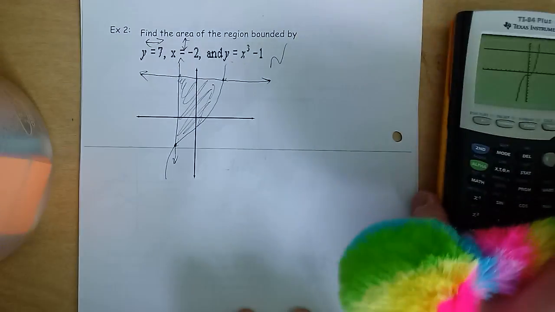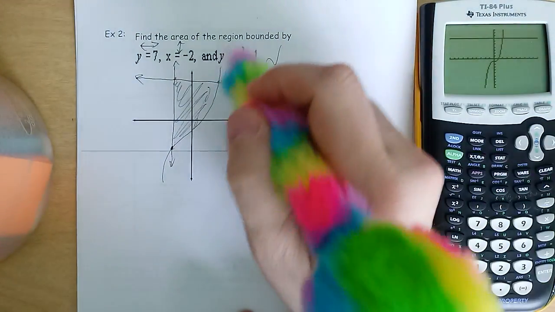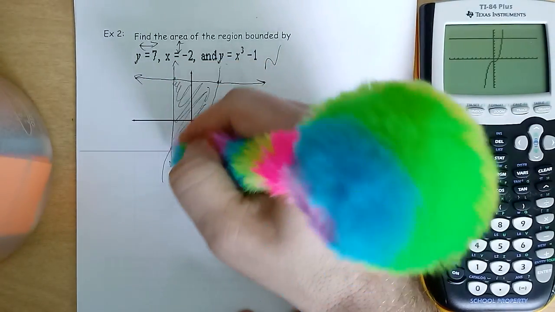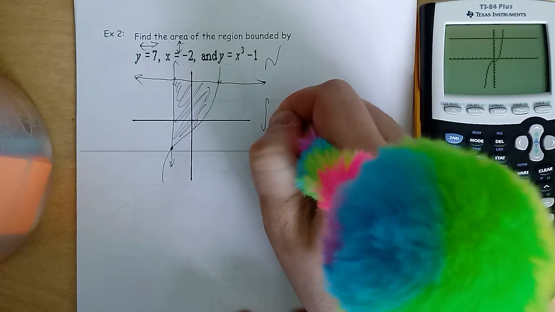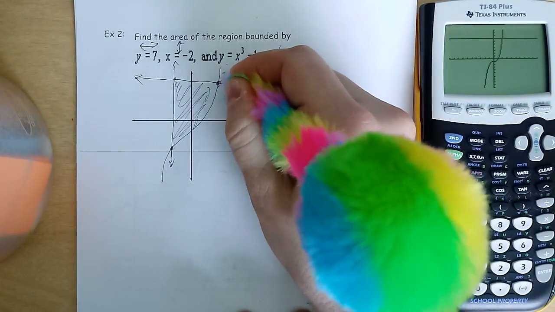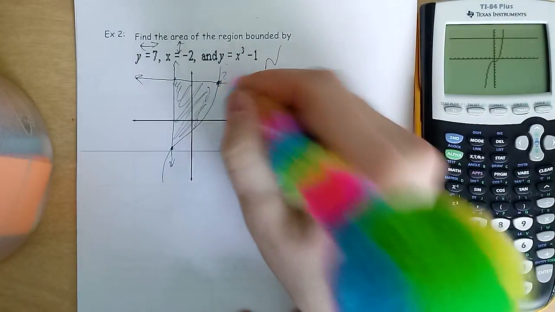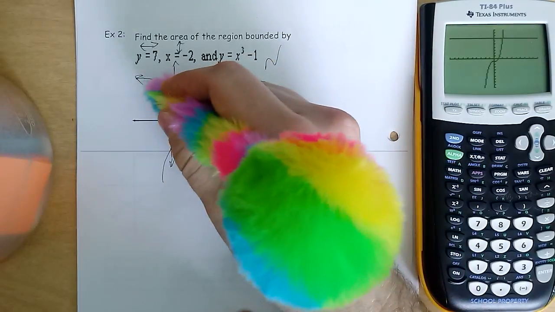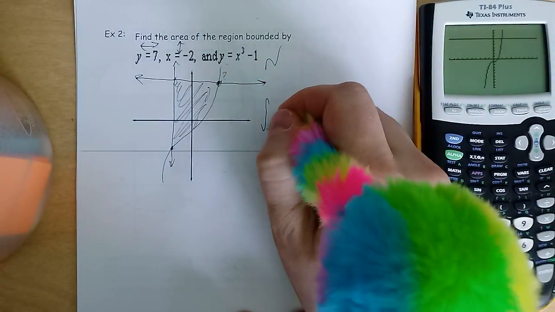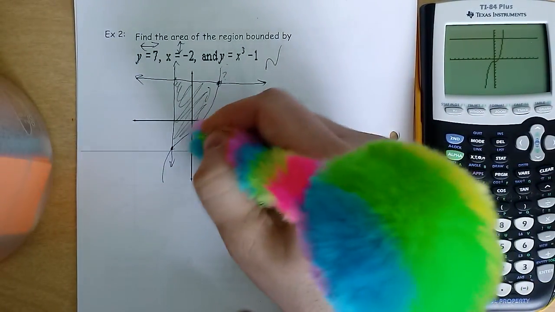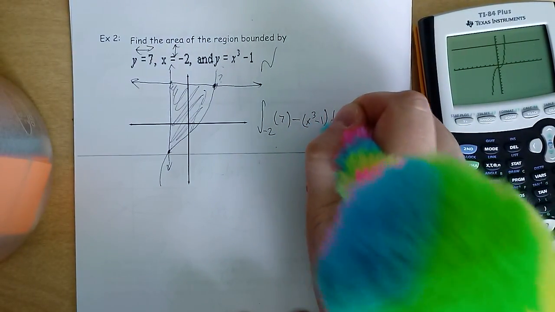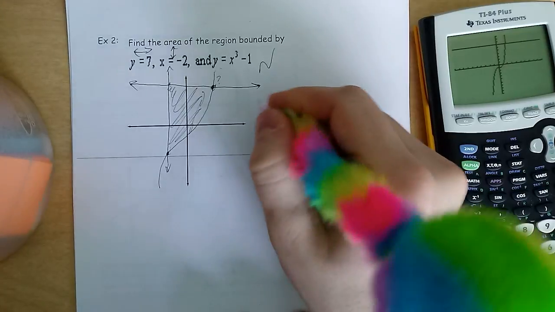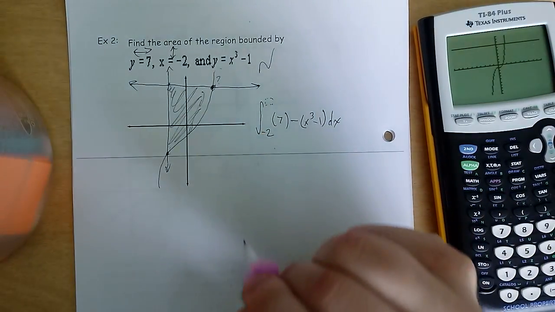So if I'm finding the area of this region from left to right, the left-hand side is here at x equals -2. So I know that I'm going to go from -2 to wherever this is. So we're going to have to find that. But then we can see that this is on top, and this is the line y equals 7, and this is underneath. So all I got to do is find out this bound right here.